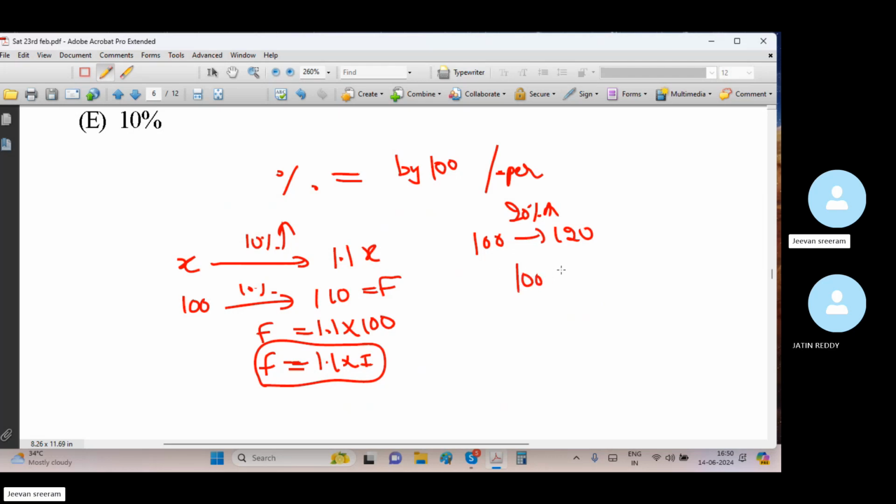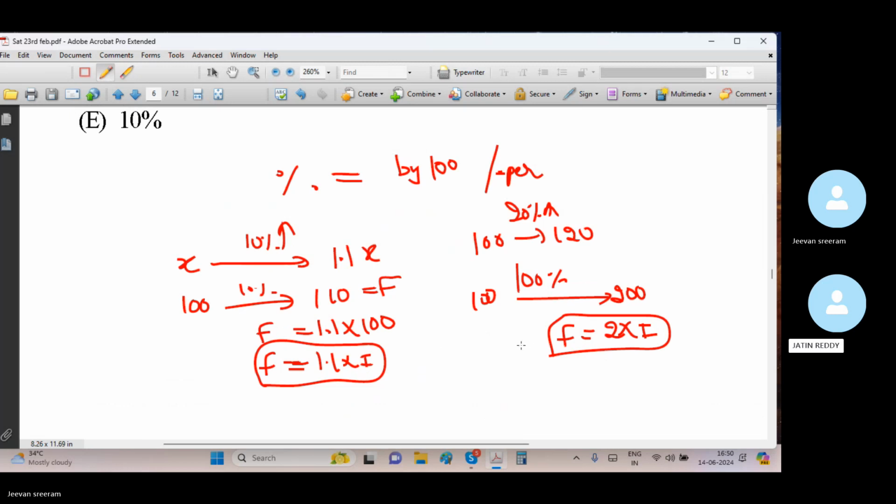Similarly, sometimes you may find a 100% increase. How about the final value? That's 200, so two times the initial value. So a 300% increment, what does that mean? That's three times.